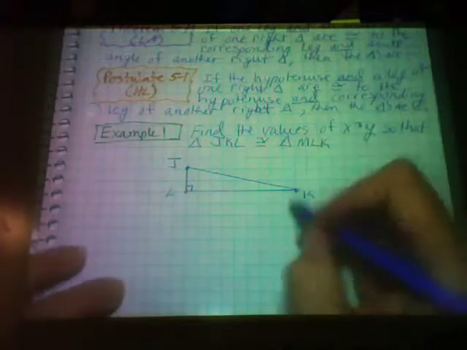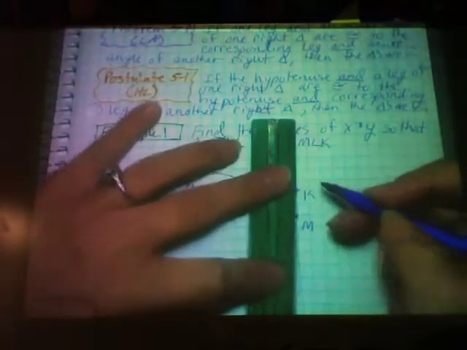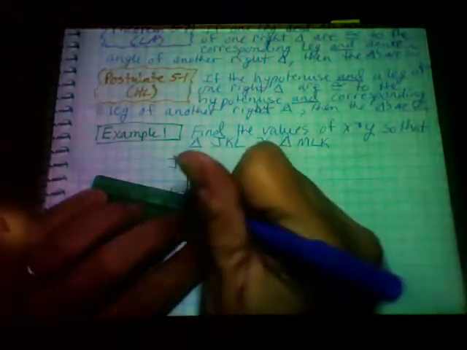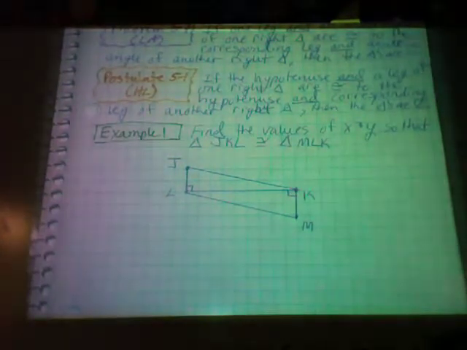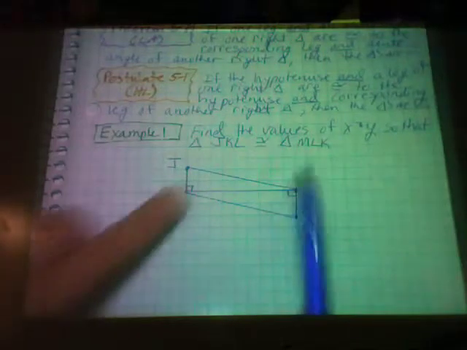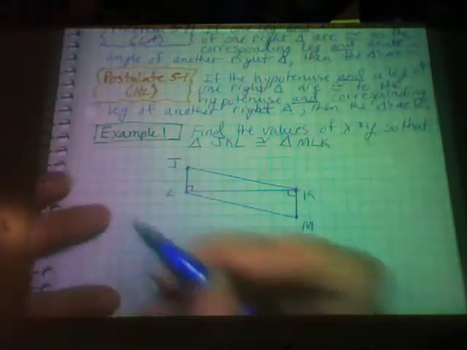All right, there's a right triangle. Angle L in that triangle is right. And then down here would be M. And in that triangle, angle K is the right angle. Which makes sense why K and L are congruent. They're both right.